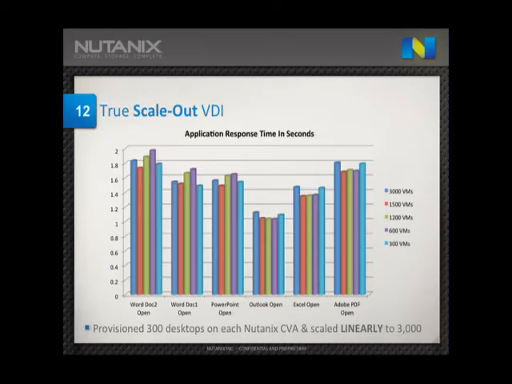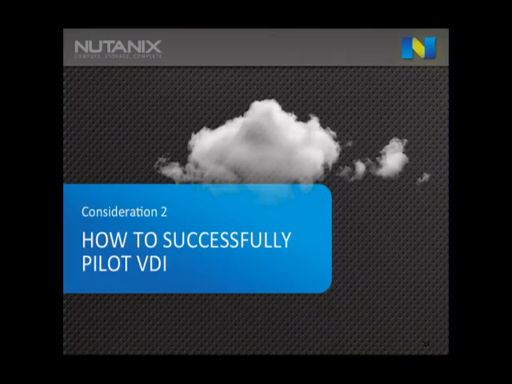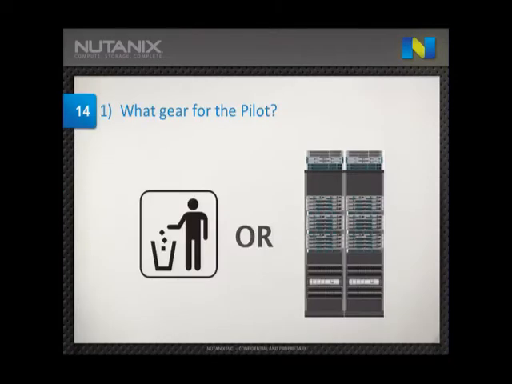So this is showing scaling from 300 Windows 7 desktops to 3,000. 300 is run on one Nutanix appliance. To get to 3,000, you just add 9 more. And what you're seeing up here on the monitor is flat, linear performance, which is one of the unique characteristics of the Nutanix platform. Kind of skip through the presentation a little bit.